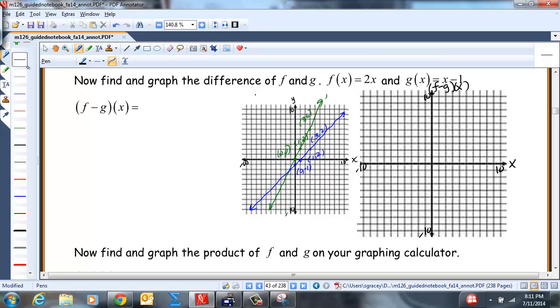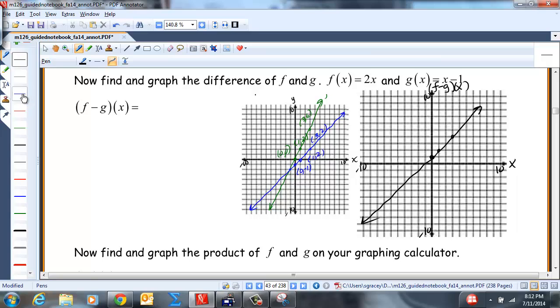So here we go. If I subtract the y values when x is 0, 0 minus negative 1 gives me positive 1. If I subtract these y values, at x is 1, I would get 2 minus 0, so I would get 2. If I subtract the y values when x is 3, I would have 6 minus 2, which is 4. So this would be my graph of the difference between the two.